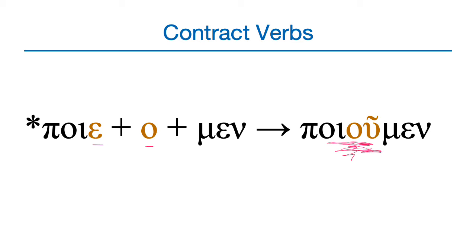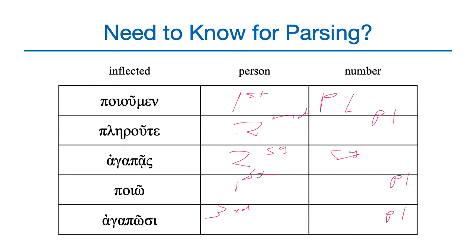I think you understand that. So you need to know this for the sake of passing, okay? So you see poiumen will be what? The person is first person plural. Poiumen, and you know it is first person plural because the stem is poi a and the connecting vowel is omicron. When those two connect, it forms u, and the men is the first person plural ending.